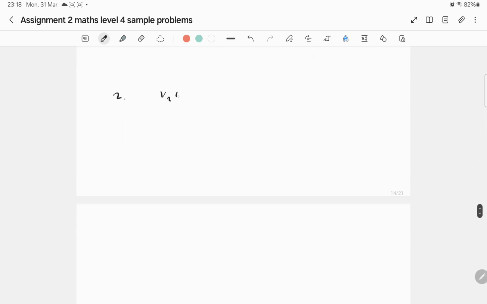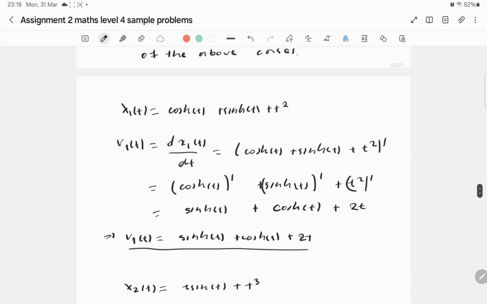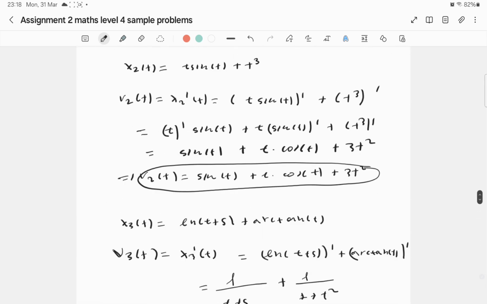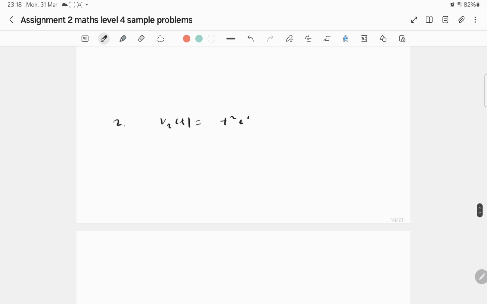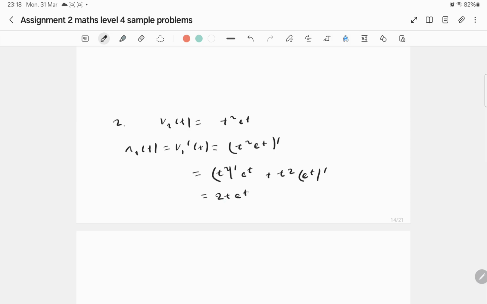So v1 of t equals t squared e to the power of t. So to find the acceleration, we take the derivative of the velocity with respect to time. So that's the derivative of the first function times the second function plus the first function times the derivative of the second function: 2t e to the power of t plus t squared e to the power of t. I can take common factor e to the power of t and I have 2t plus t squared. So the acceleration is given by this formula, e to the power of t times 2t plus t squared.